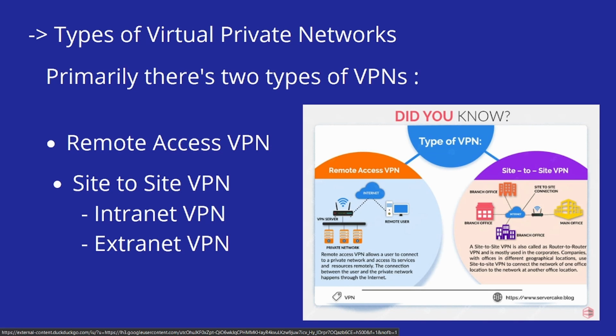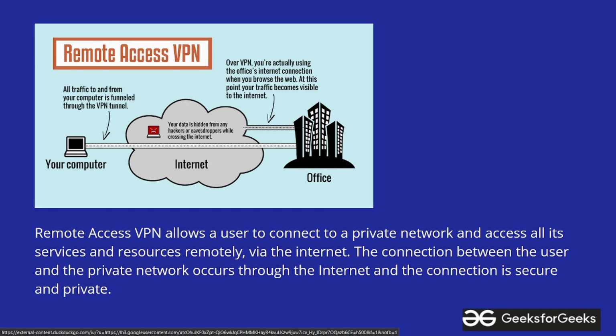Now there are different types of virtual private networks. Primarily there are two types: remote access VPN and site-to-site VPN. There are two subsets for it: intranet VPN and extranet VPN. We'll learn about the remote access VPN. It allows a user to connect to a private network and access all its services and resources remotely via the internet. The connection between the user and the private network occurs through the internet, and the connection is secure and private.